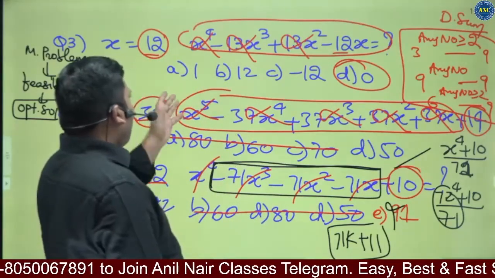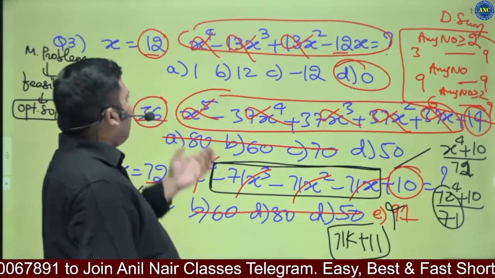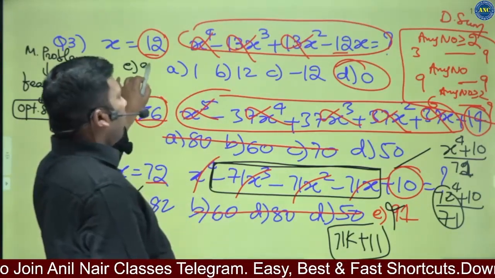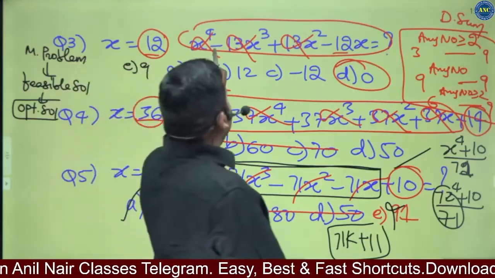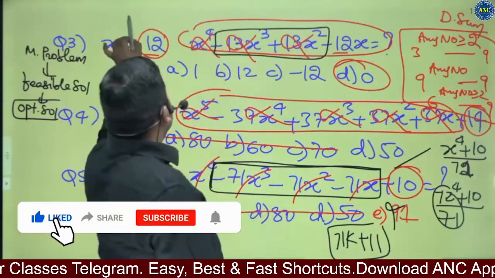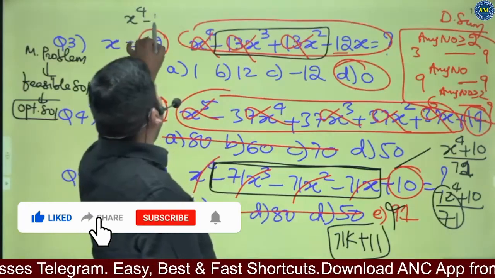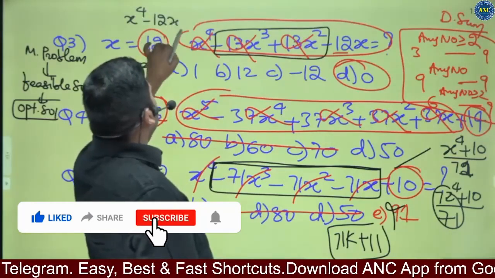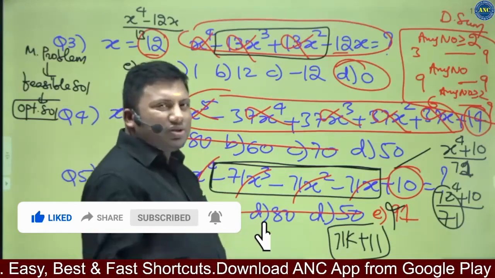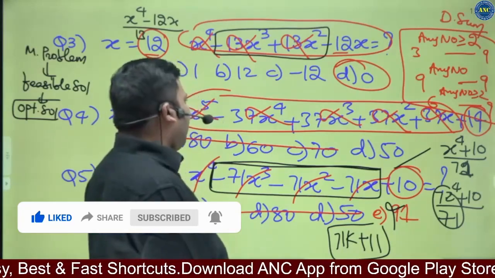Similarly, I hope the idea is clear. Similarly, in case there is any other option, 91 it is there. What will you do? This entire number is divisible by which number? 13. So remaining it is x power 4 minus 12x divided by 13. Whatever the remainder that you get, use that same logic. Idea it is clear, right?